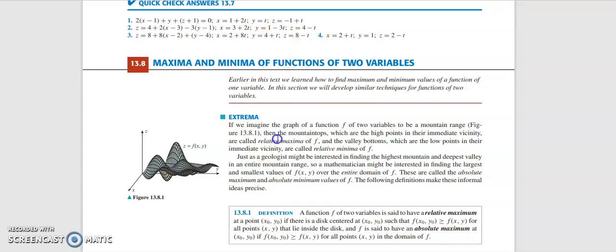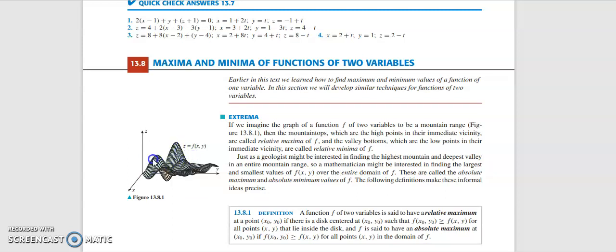So now you have a surface. In the one variable case, if we have a function y equal to f of x, that is a curve. And now you have a function of two variables. So when you represent it graphically, you will have a surface. Imagine you have a group of mountains. You can see this from the figure.